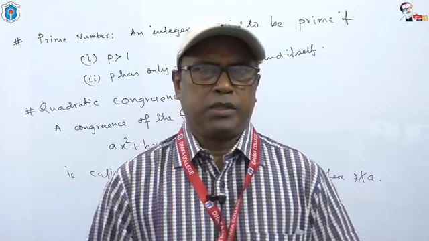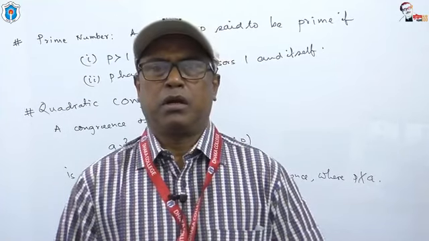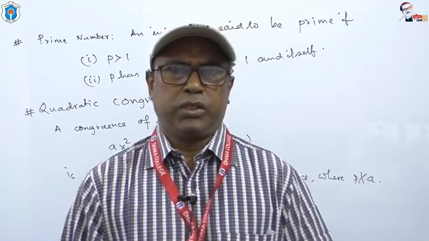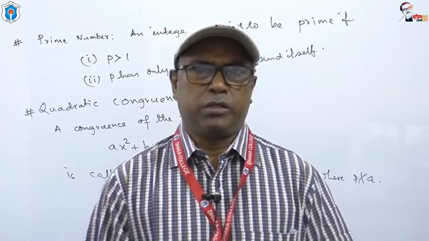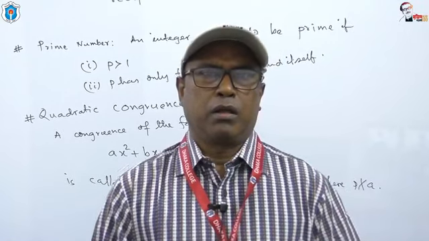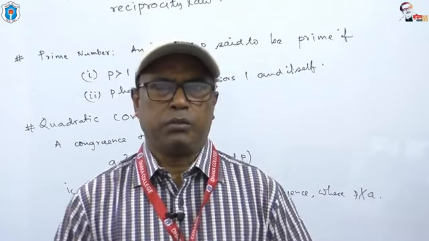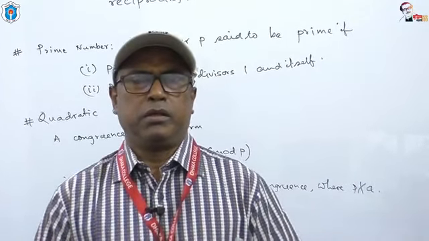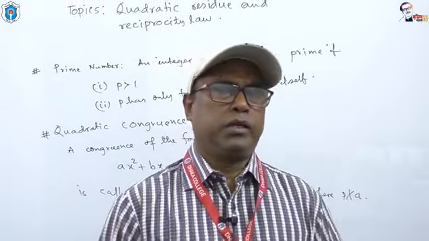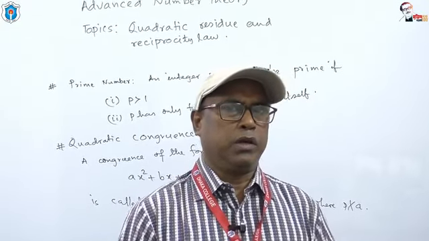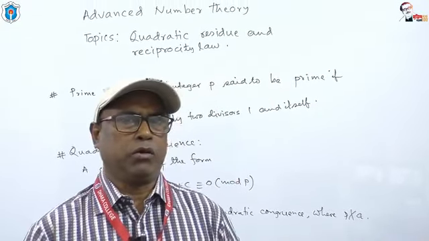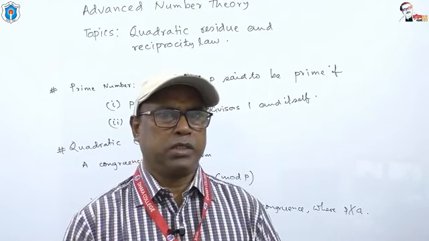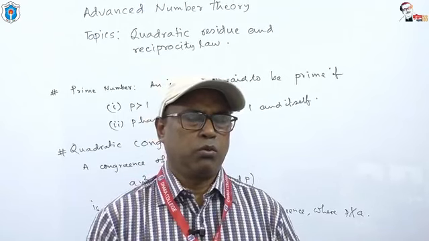আমরা আজকে অ্যাডভান্স নাম্বার থিওরি নিয়ে আলোচনা করব। আমাদের টপিকস হলো কোয়াড্রেটিক রেসিডিউ অ্যান্ড কোয়াড্রেটিক রেসিপ্রোসিটি ল। এইটা আলোচনা শুরুর আগে আমরা কিছু জিনিস, যেমন প্রাইম নাম্বার, হোয়াট ইজ প্রাইম নাম্বার? An integer p is said to be a prime number if p greater than 1 and p has only two divisors, that is exactly two divisors, 1 and itself.